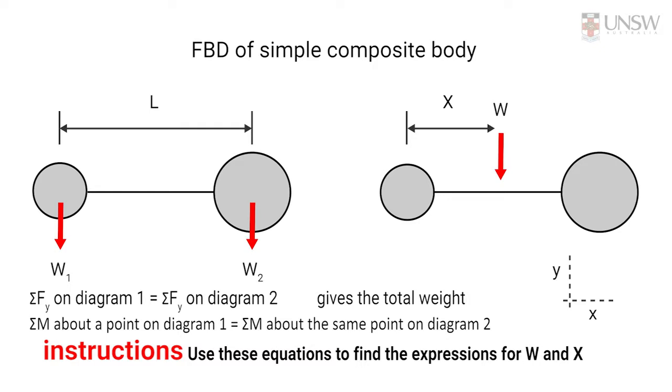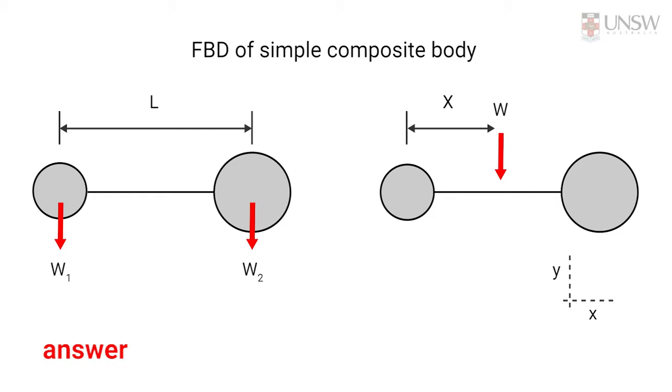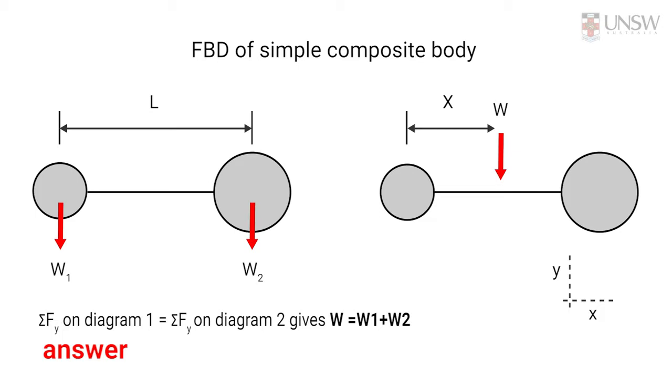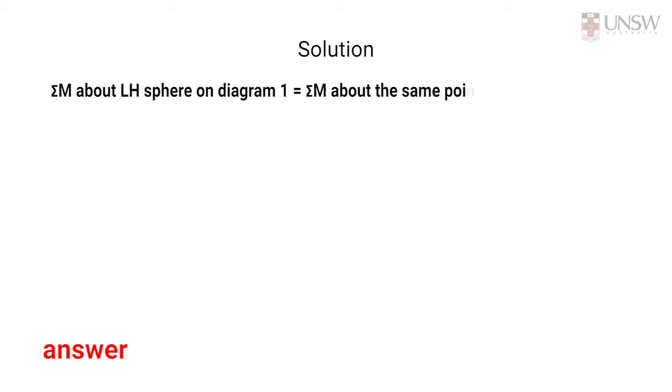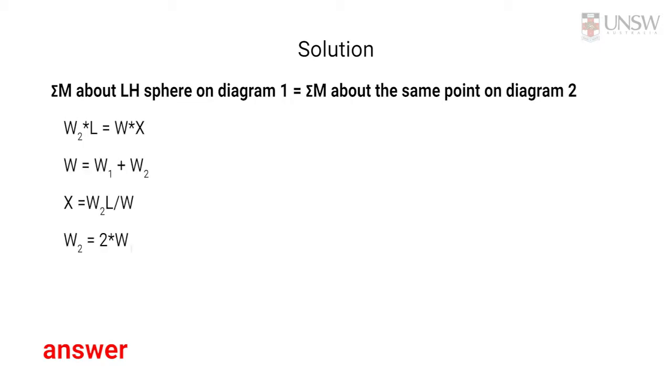Moments about the centre of the left-hand sphere work well here. It's easy to find the total weight. We get W equals W1 plus W2. It's slightly more complicated to find the x-coordinate of the centre of gravity. Here's what you do. Take sum of the moments about the left-hand sphere on diagram 1 and put it equal to sum of the moments about the same point on diagram 2.